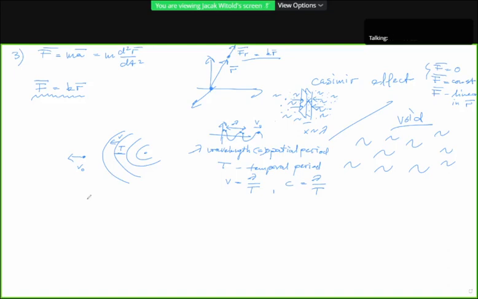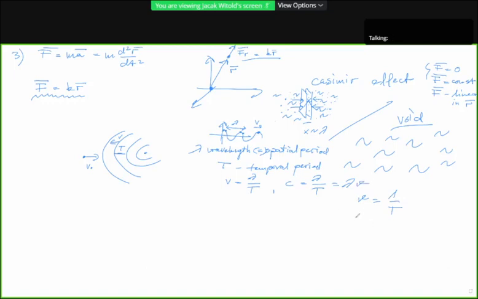Quite the contrary would be if the observer would go towards this wave. If he would go that way, then he would pass the first wave front and the second wave front in a very short temporal period. And this temporal period translates to frequency, because frequency nu may be referred to as 1 over T, and that would mean that this is lambda times nu.